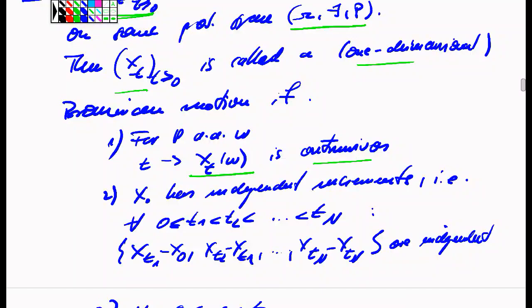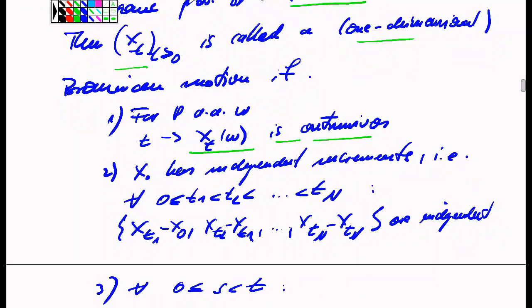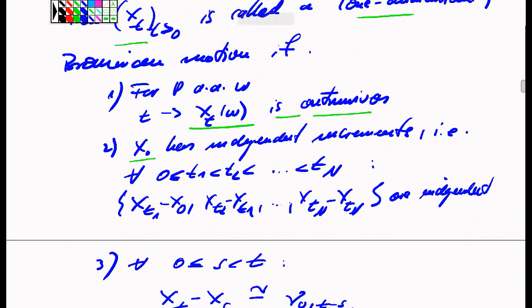So no jumps are allowed for the trajectories, which is another way of saying that for almost all realizations of the path, the corresponding path, so the motion, is a continuous motion in space. Second, the process has independent increments, so it has independent displacements.